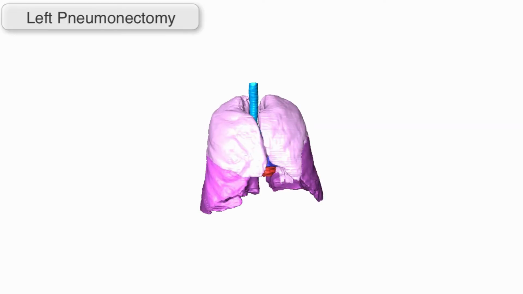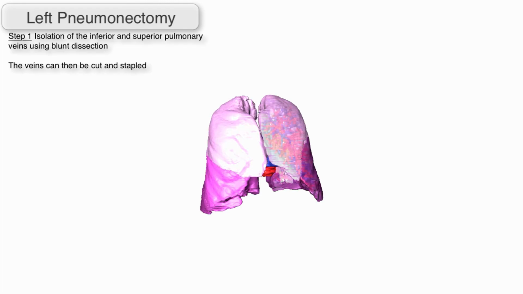Next, we will discuss a pneumonectomy, or complete removal of the left lung. Indications for a pneumonectomy include malignant or benign processes, chronic infection, traumatic injury, or congenital defect. The first step in a pneumonectomy is to isolate both the inferior and superior pulmonary veins using blunt dissection. Once isolated, the pulmonary veins can be divided, cut, and then stapled using the endoscopic stapler.